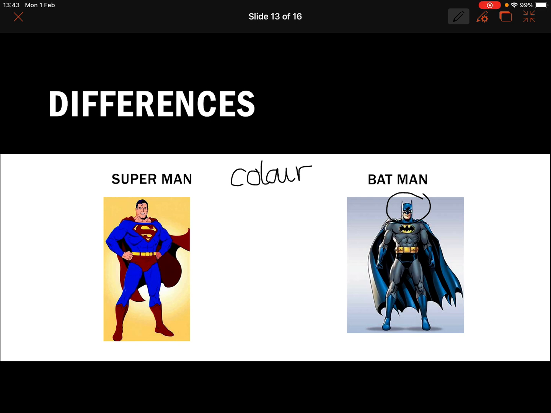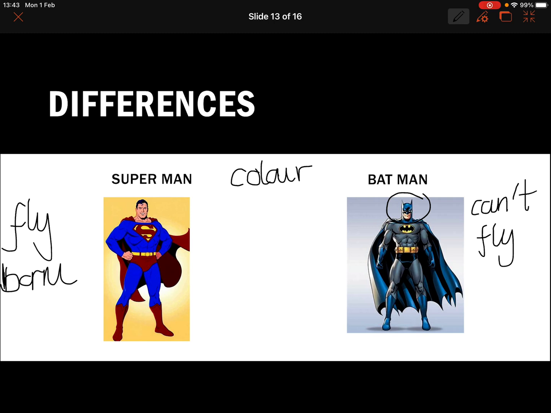I don't know if you know a lot about Superman as well, but he can fly. Whereas Batman, he can't really fly. Naturally, he might have a gadget that helps him, but he can't fly. Superman was actually born, he has those powers. But Batman doesn't actually have any powers, he just has kind of gadgets and things that help him. He's really strong and things, he's really fit, but he doesn't actually have any particular powers as such. Okay, so there's some differences for you about these two.